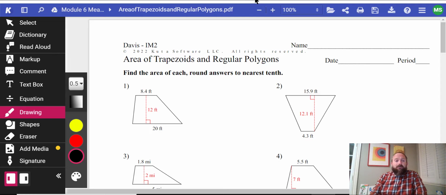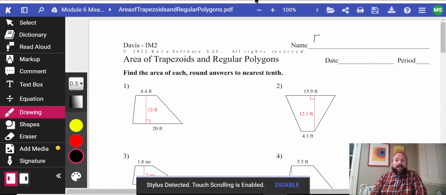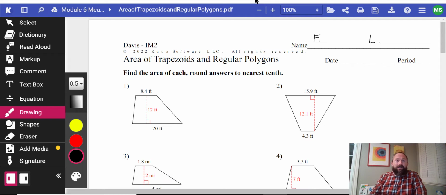Alright, so make sure that you write your first and last name at the top up here, and that you put your date. And finally, you're going to put your period number.